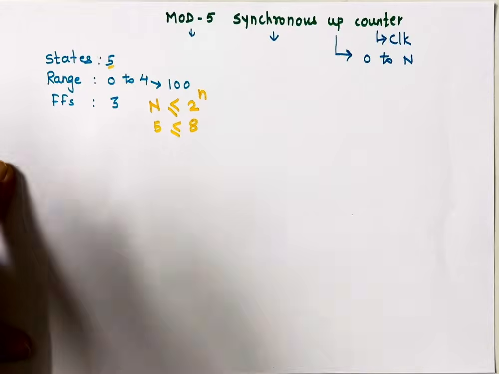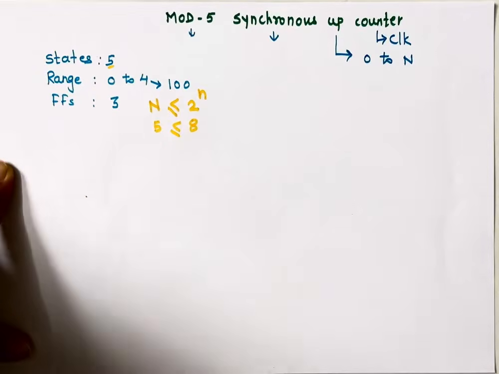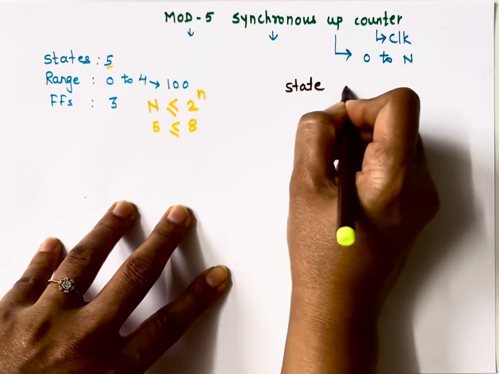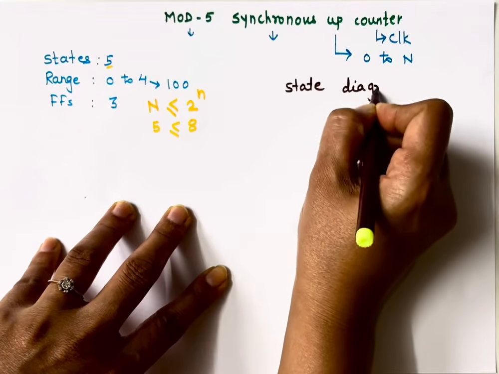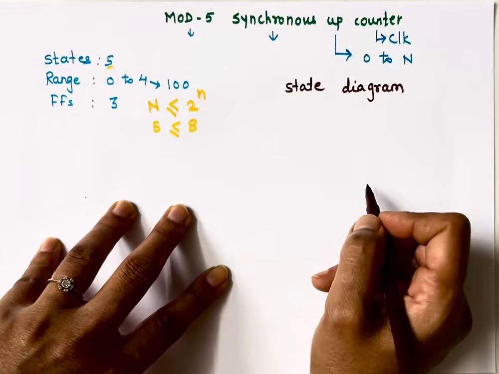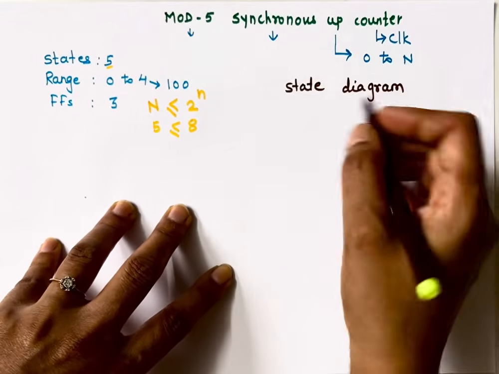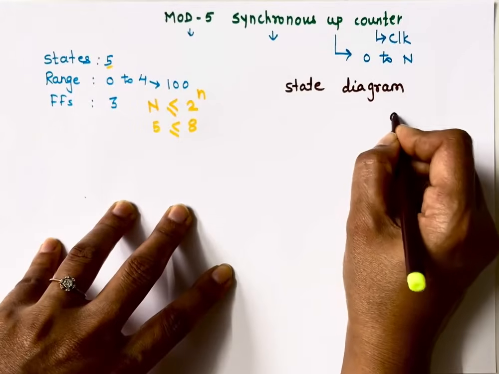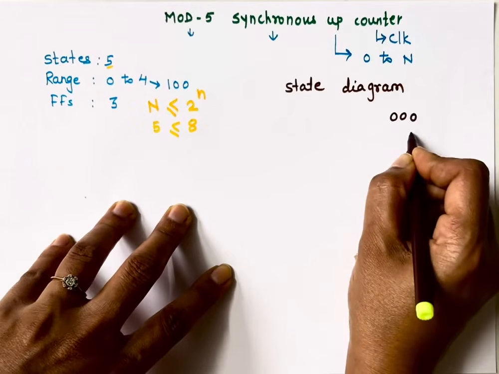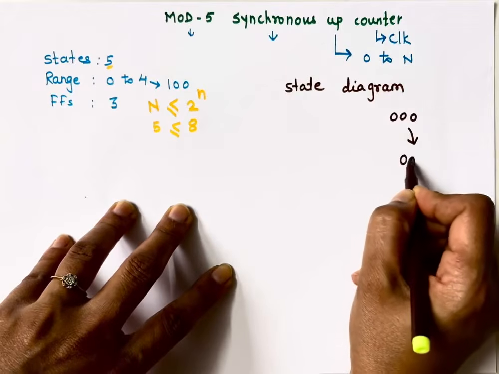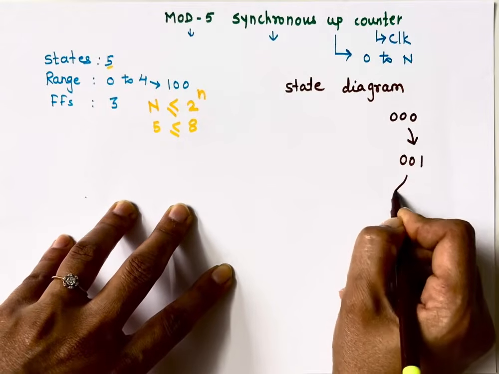Okay, so first we'll draw the state diagram. State diagram for this counter. So state diagram tells us if this is my present output, what is my next state output is. Okay, so I'll start with 0, 0, 0. So if my present state is 0, 0, 0, that is 0. Then what is my next state? 1. After 0, 1 will come.